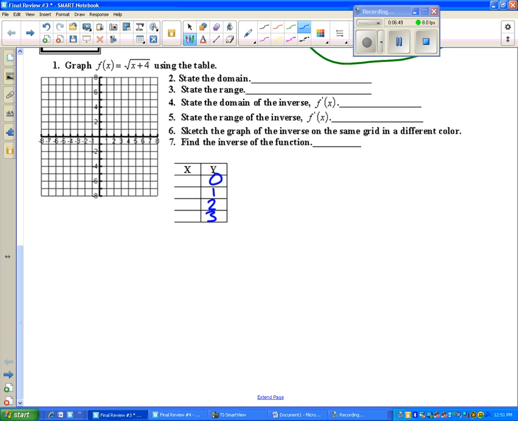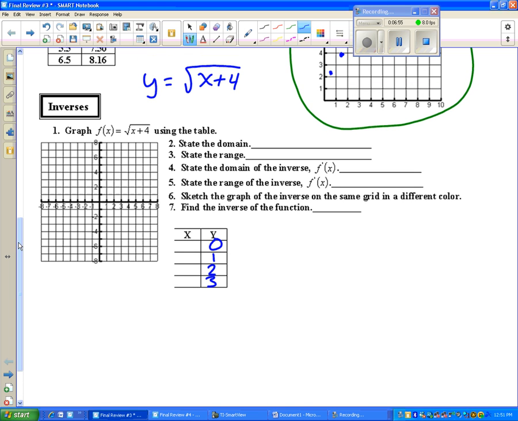Remember, these are square roots, so I can't have negative answers for square roots, and that right away tells me my domain. I want x plus 4 to be greater than or equal to 0. If you subtract 4, I get x is greater than or equal to negative 4. So that's my domain.